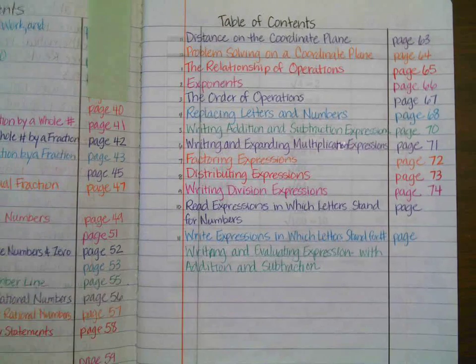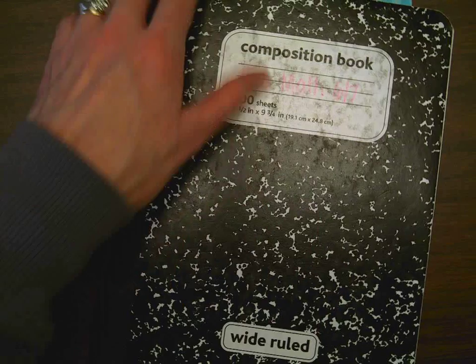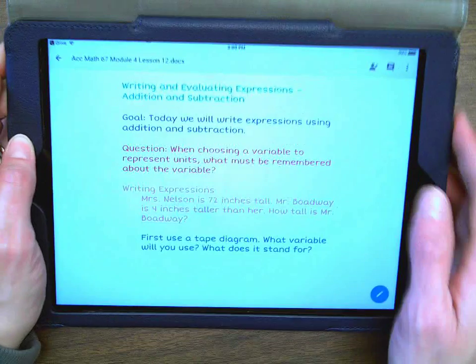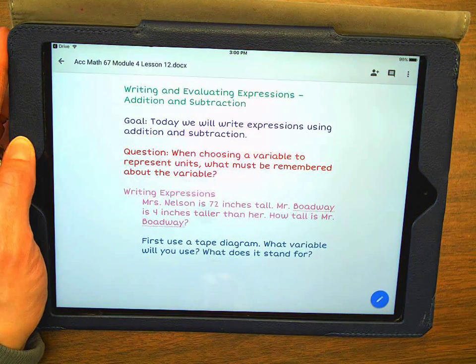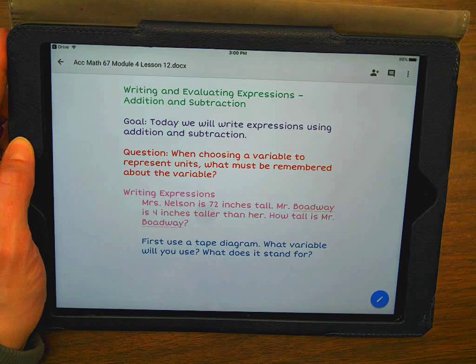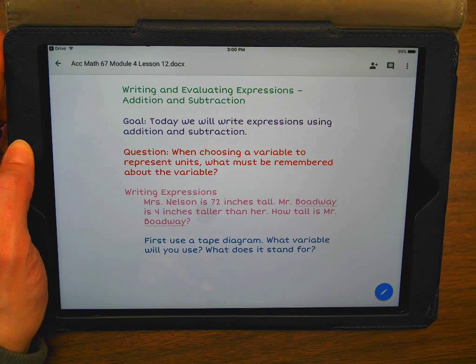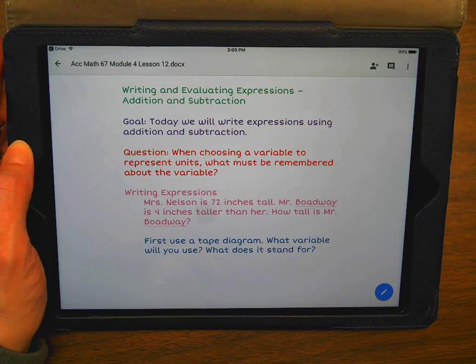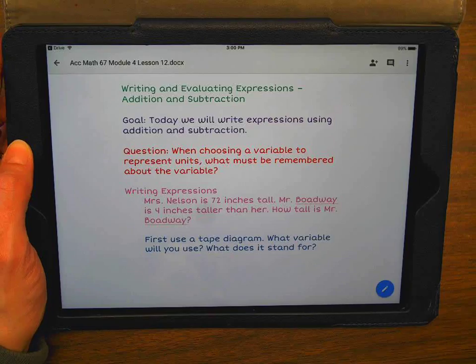Okay, and let's take a look at the iPad very quickly for that, and here we have it. So, writing and evaluating expressions with addition and subtraction. Okay, so our goal for today. Today we will write expressions using addition and subtraction. The question that I want you to be thinking about is, when choosing a variable to represent units, what must be remembered about the variable?